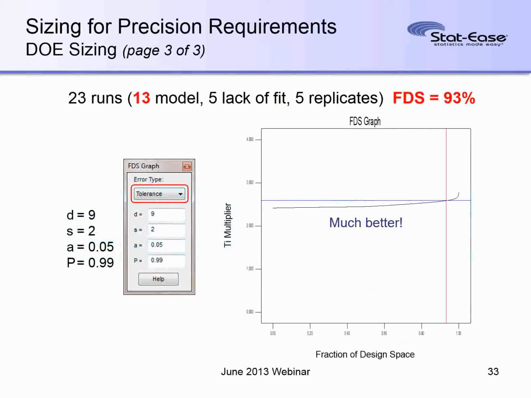If we add 7 runs, 13 model, 5 lack of fit, and 5 replicates, the fraction of design space now becomes much better. It's nearly twice as many runs, but now we get that much more precision out of expanding our design. We're still only estimating 6 coefficients, though. That's the point to keep in mind.